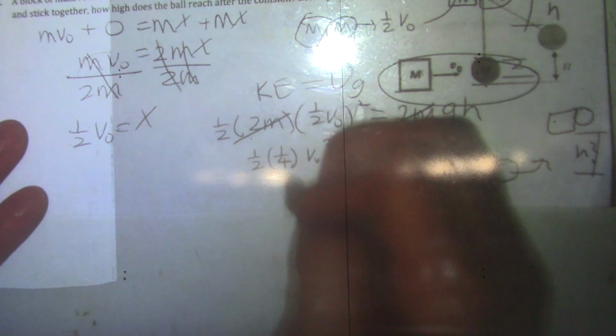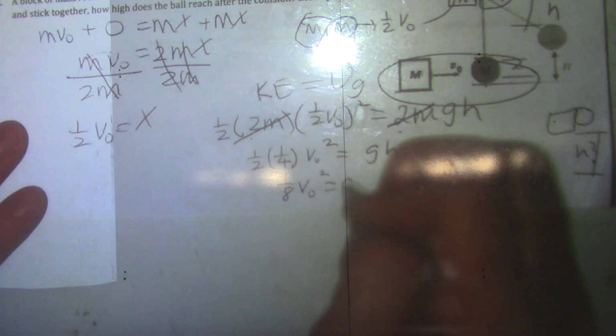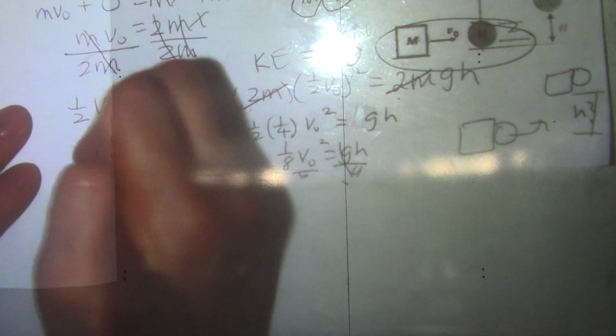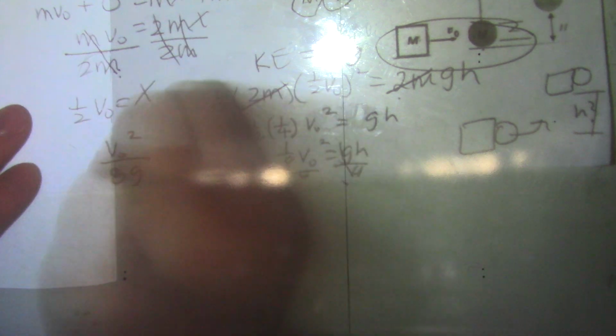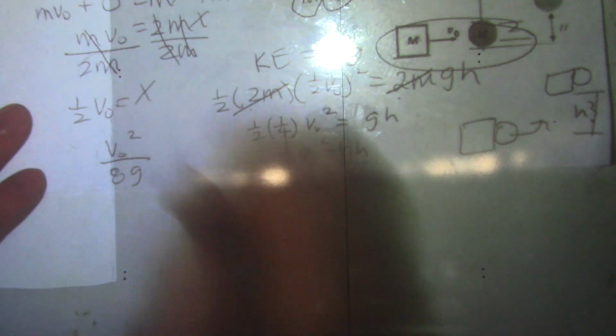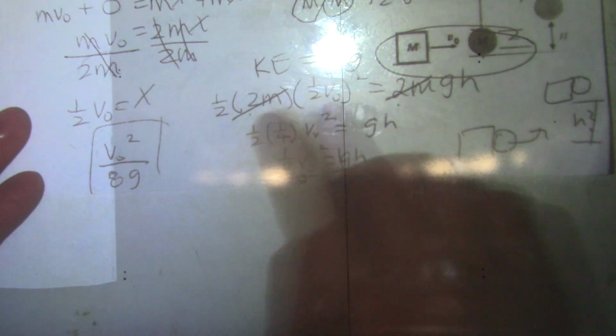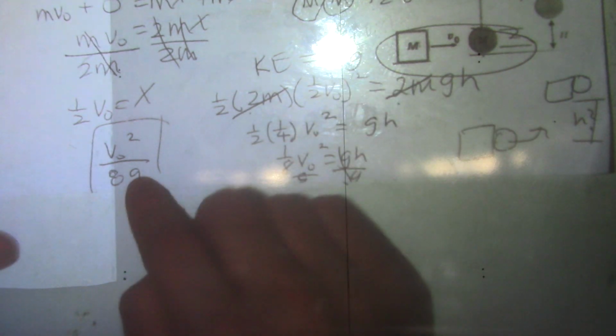1/2 times 1/4 is 1/8. And then to get h by itself, you just divide g over. So v naught squared over 8g, or 1/8 v naught squared over g, same thing. Some of you left it as 1/2 v naught squared over g. That's also correct, just not very neat.